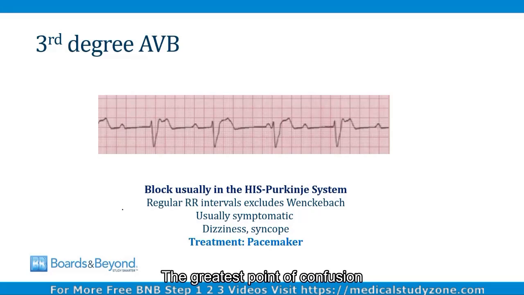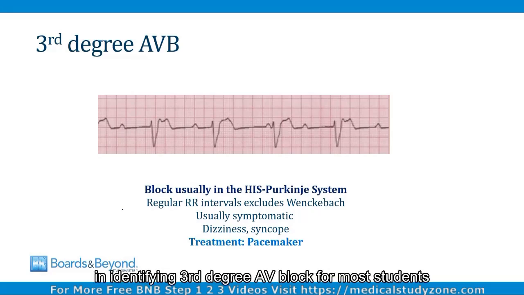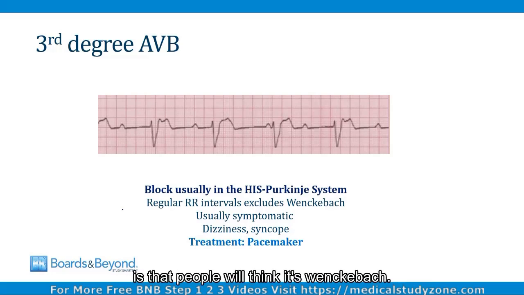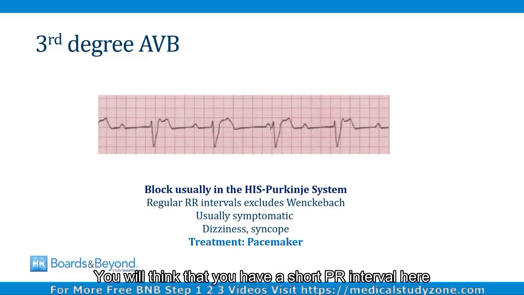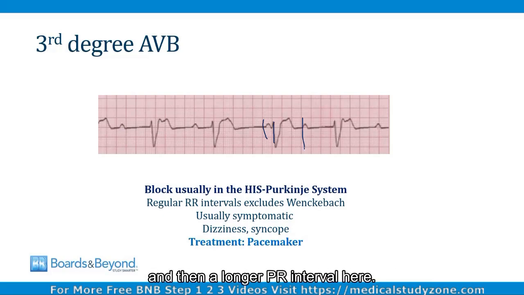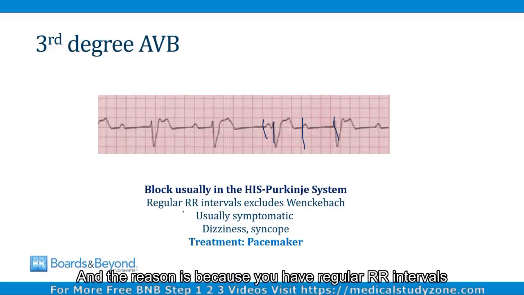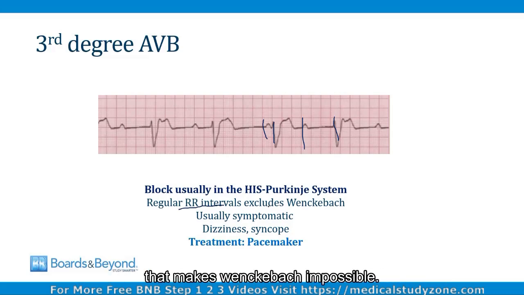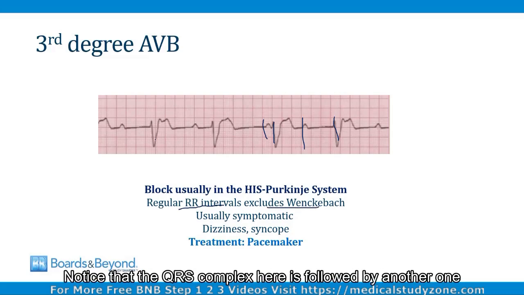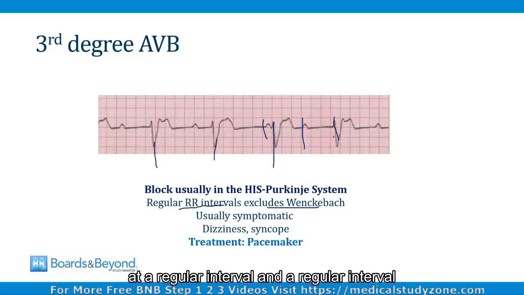The greatest point of confusion in identifying third degree AV block for most students is that people will think it's Wenckebach. You will think that you have a short PR interval here and then a longer PR interval here, and you will think that this is Wenckebach, but this cannot be Wenckebach. And the reason is because you have regular RR intervals. That makes Wenckebach impossible. Notice that the QRS complex here is followed by another one at a regular interval and a regular interval all the way throughout the ECG. In Wenckebach, you have that group beating I showed you before.